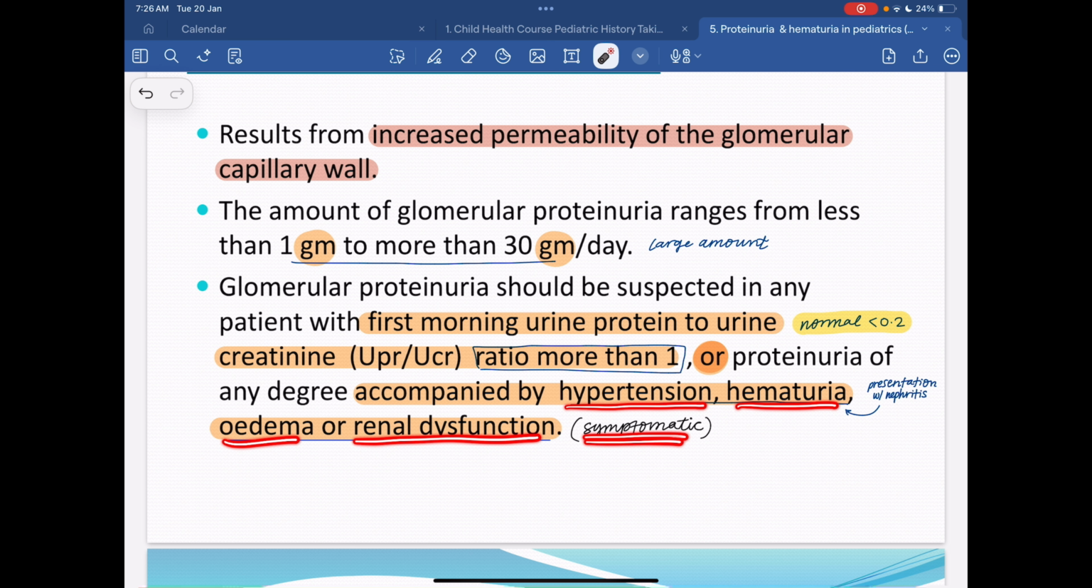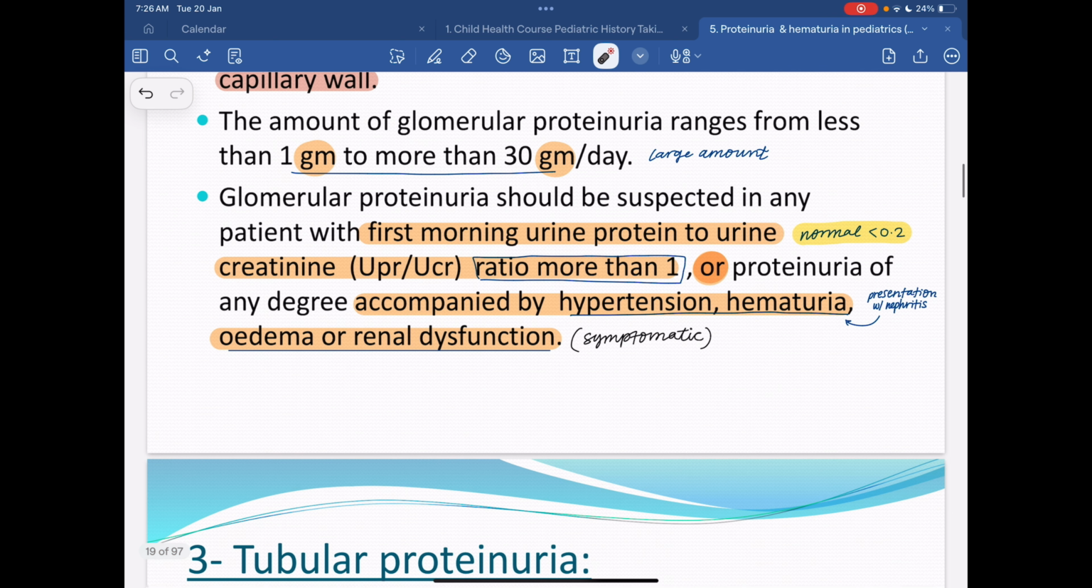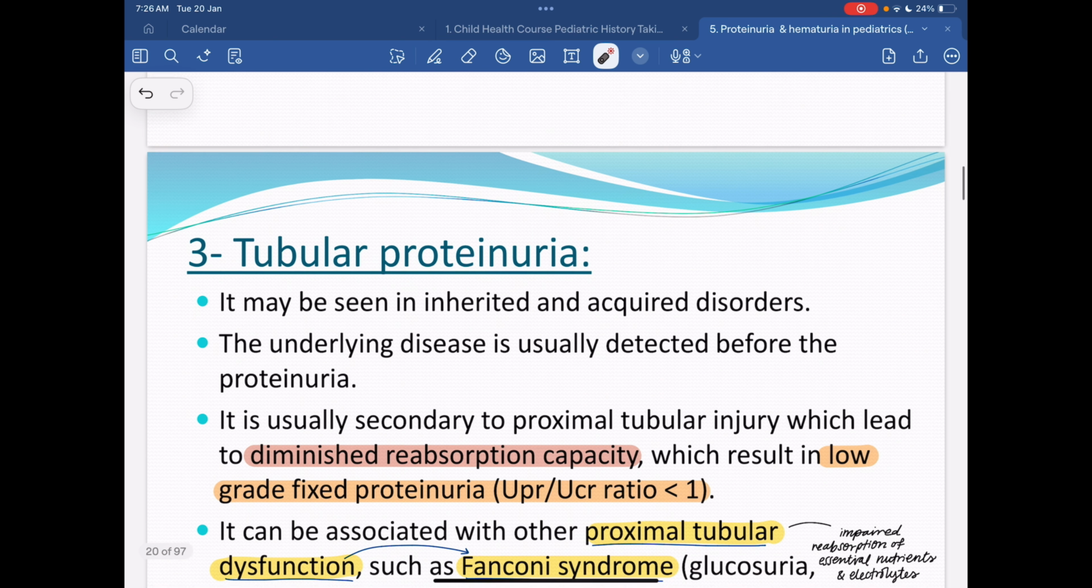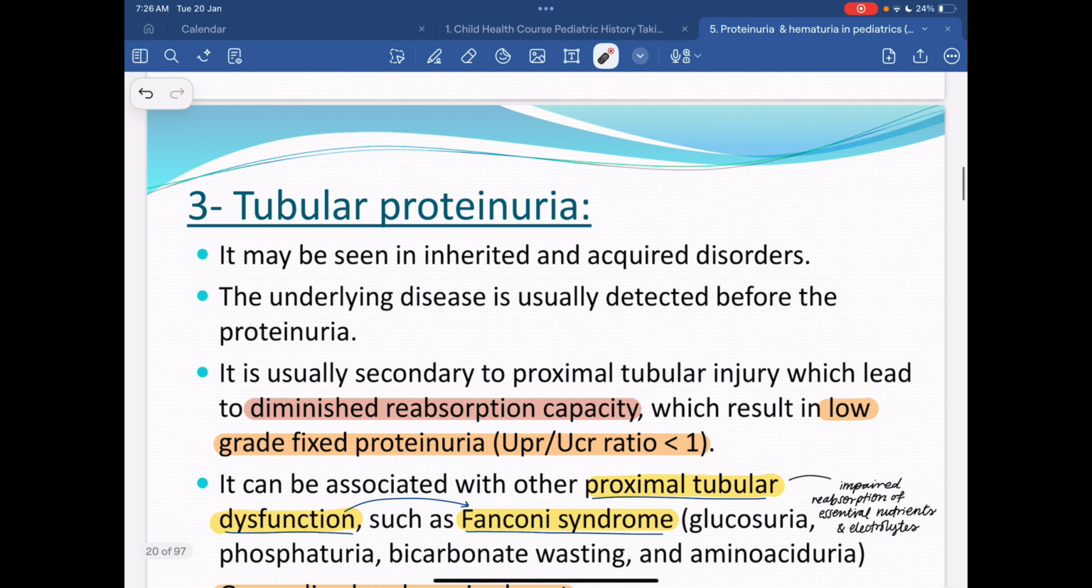So they are symptomatic. Hypertension, hematuria, edema, and renal dysfunction. Hematuria is seen in presentations that are associated with nephritis. مو شرط يكون موجود. What about tubular proteinuria? هذا a different cause. So هذا قلنا في disruption to the glomerular basement membrane. Here we have a diminished reabsorption capacity of the renal tubules.